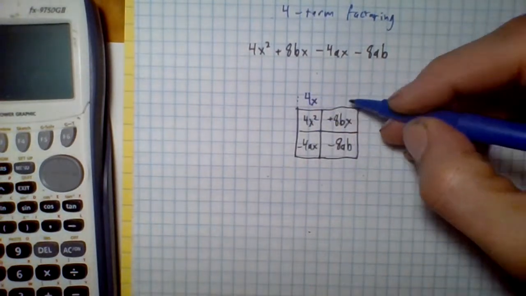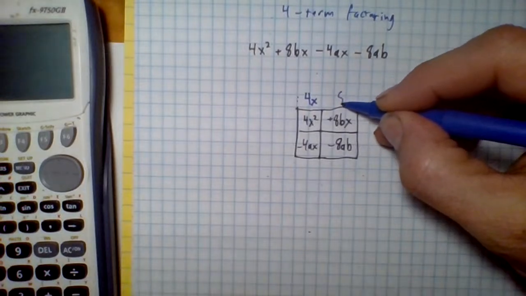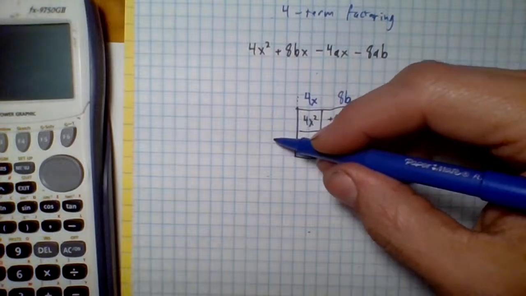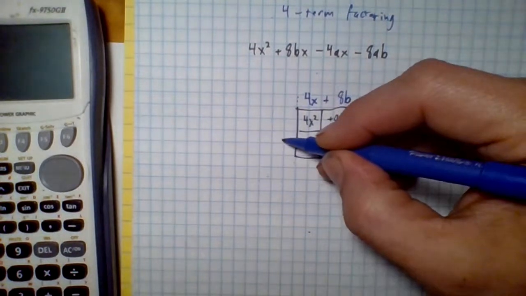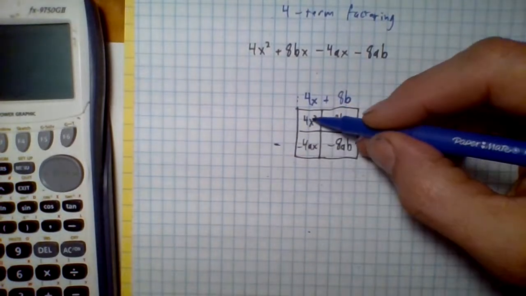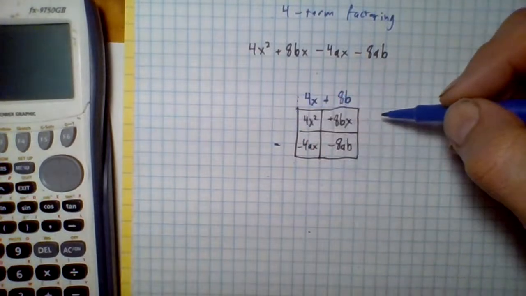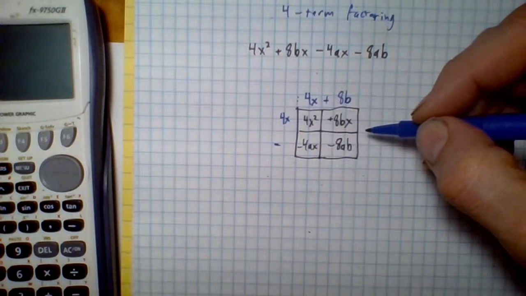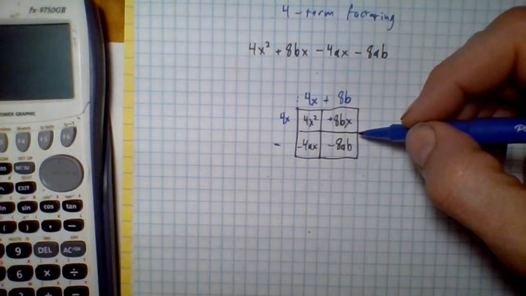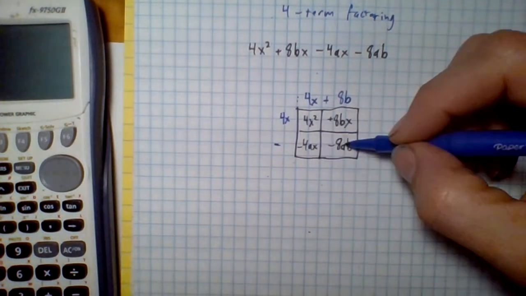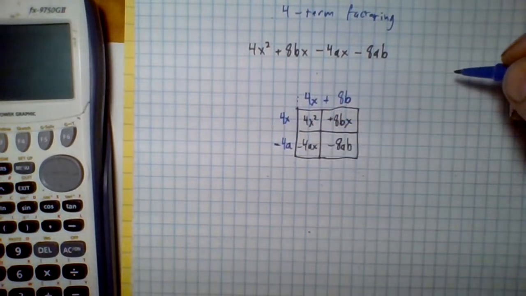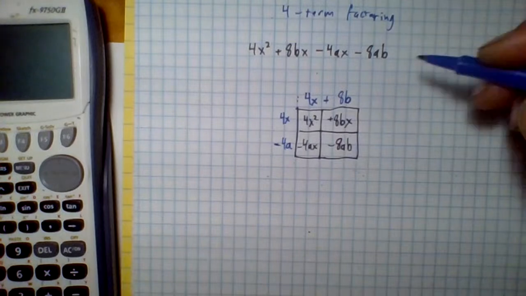4x, 8b is in common there. My minuses are in a row, so the minus will be over there. This will be a plus. I'll just need a minus on this one. 4x, no. Oh, made a mistake on this one already. Negative 4a.